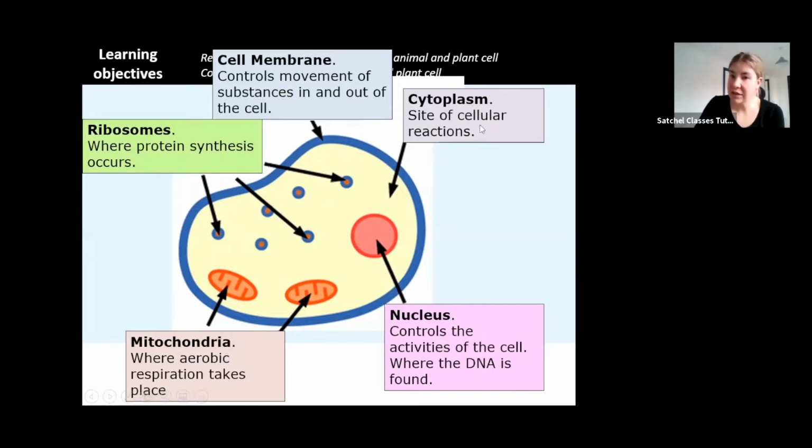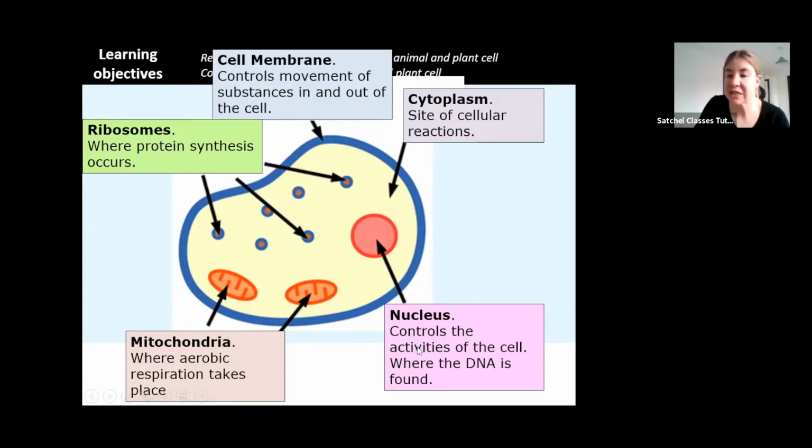You've got your cytoplasm, the site of cellular reactions. It's basically a fancy way of saying it's got loads of enzymes and it's where reactions take place. You've got these, and they're really heavily folded because it's good that they have a high surface area. These are mitochondria, or mitochondrion if you're talking about one. Mitochondria, generally, is where aerobic respiration takes place. And again, be specific with your language.